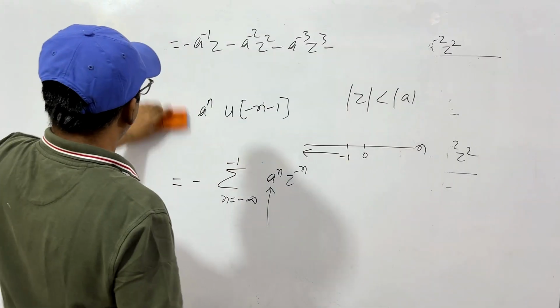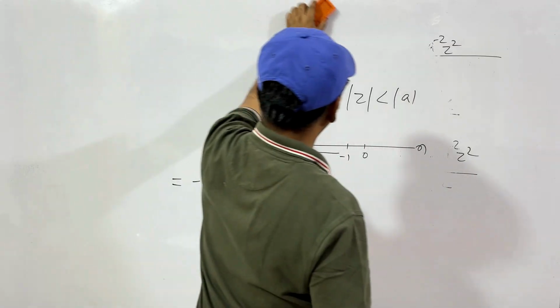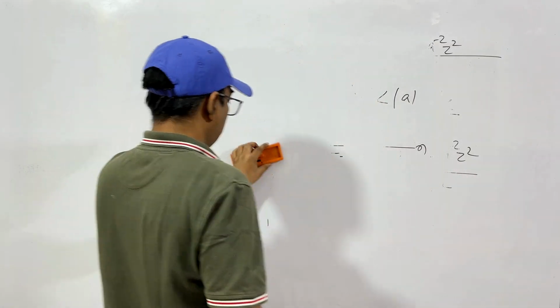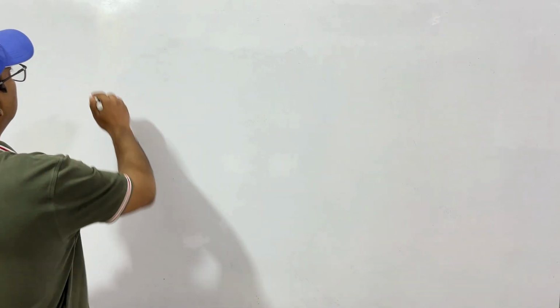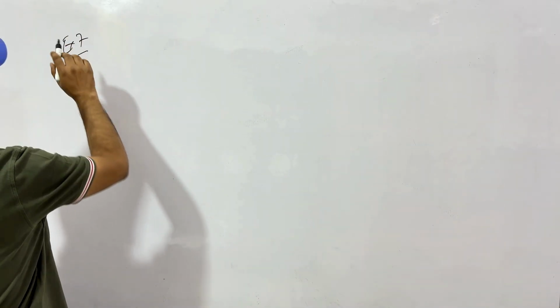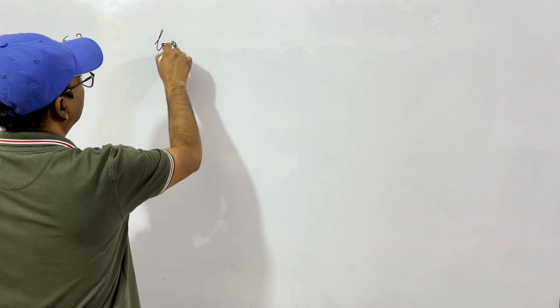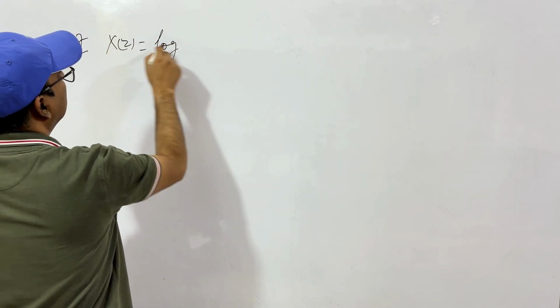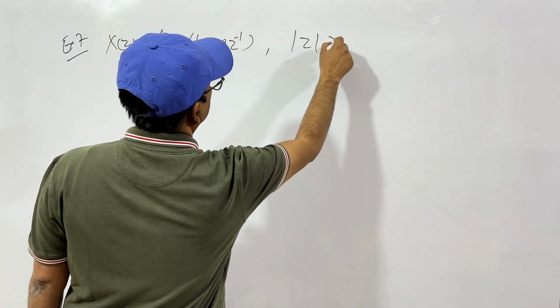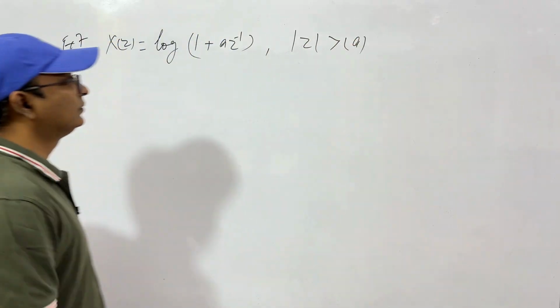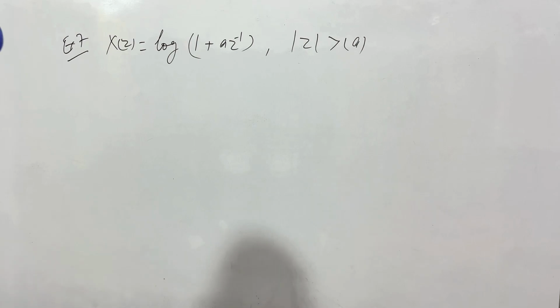Let's see our final question on inverse Z transform. After this, we will start the properties of Z transform. But let's see our final, 7th question on inverse Z transform. Our X(z) is log of 1 plus a z inverse, and given the ROC is z greater than a, we have to find x[n].